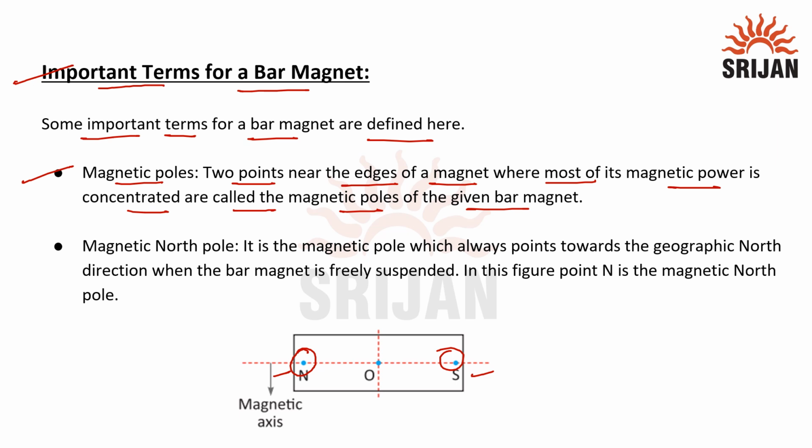Let's understand about the magnetic North Pole. It is the magnetic pole which always points towards the geographical north direction when the bar magnet is freely suspended. In this figure, point N is the magnetic north pole. So we can say that whenever a bar magnet is freely suspended, it will always point in the north-south direction, where the north pole of the magnet will point towards the geographical north direction and the south pole will point towards the geographical south direction.